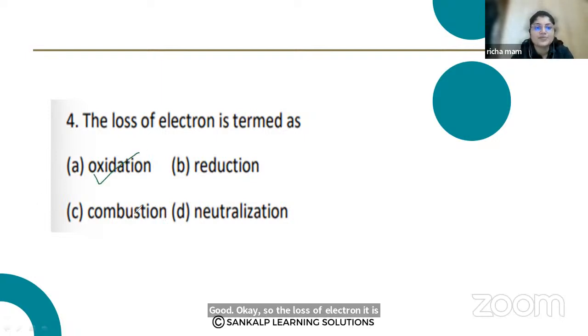Good. And what is gain of electron? Gain of electron is reduction. Fine. Good.